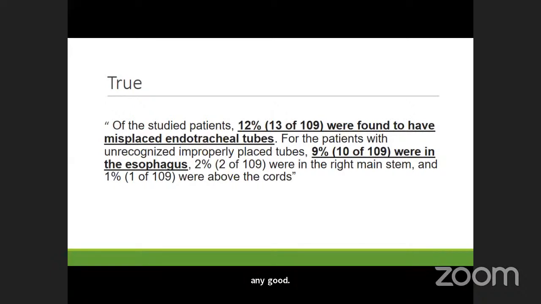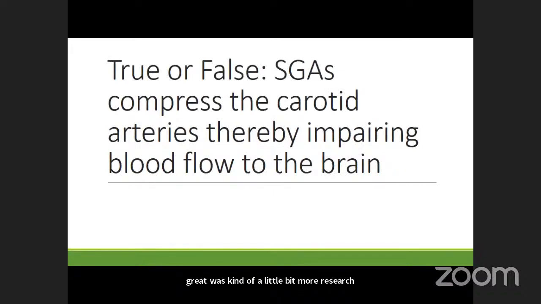But before we decide that LMAs are so great, let's look at a little more research. True or false? Supraglottic airways compress the carotid arteries, thereby impairing blood flow to the brain. This could be pretty major. So, by show of hands, who thinks this is true? By show of hands, who thinks this is false? Okay.